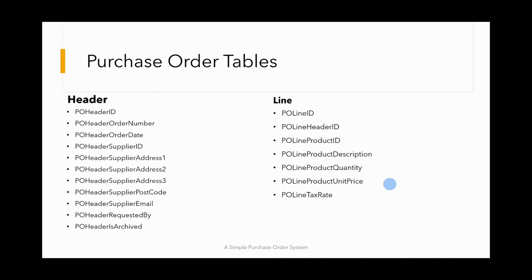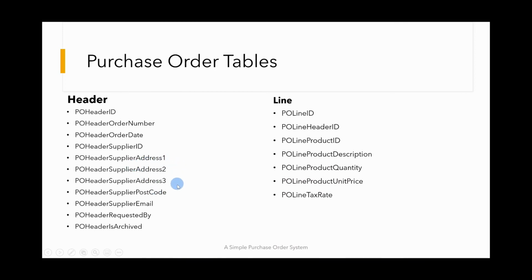And the purchase order tables, that's going to consist of an ID, which will be automatically generated, a next auto number, an order number, which will be generated by the system but will be programmed by us to be the next number in a sequence, the order date, which will default to the system date, the supplier ID, supplier address, postcode, and email.